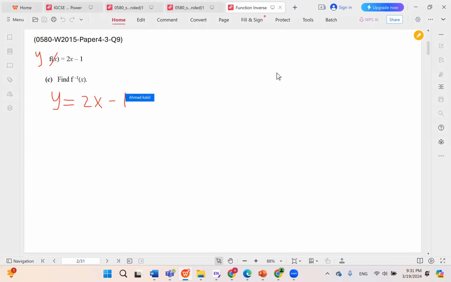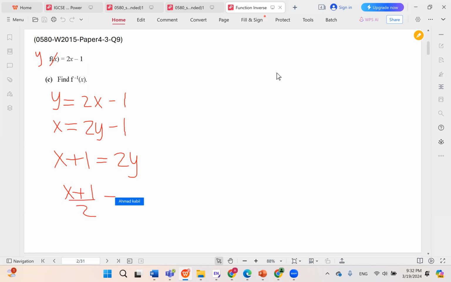And then we switch the variables. So y becomes x and x becomes y. And we are required to isolate the y. So we take the 1 to the other side. So x plus 1 equals 2y. And then we divide by 2. So x plus 1 over 2 equals y.